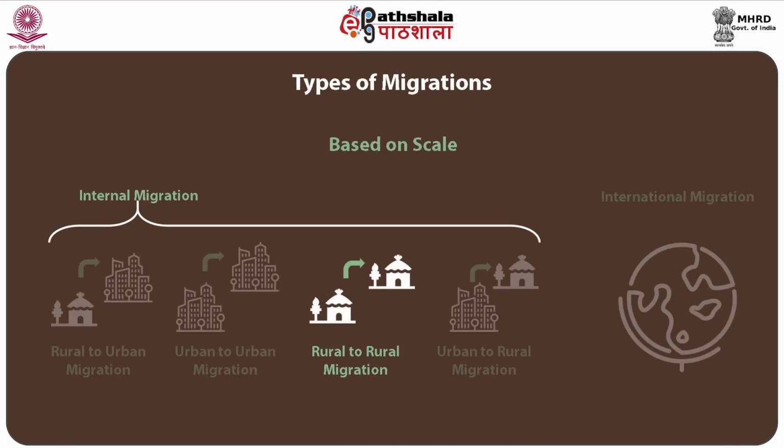Migration can also be defined as rural to rural migration, that is, people migrating from one rural area to another rural area. It can be because of the low productivity of agriculture in one area compared to other areas, and also because of the high population concentration in some places compared to other places, and with better quality of land, better agricultural prospects, and so on and so forth.